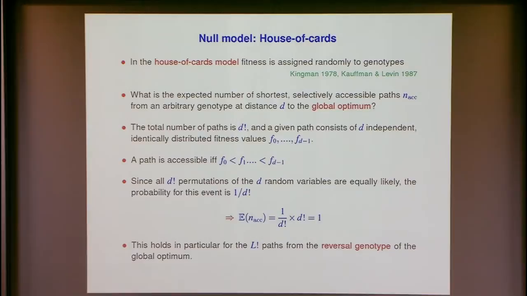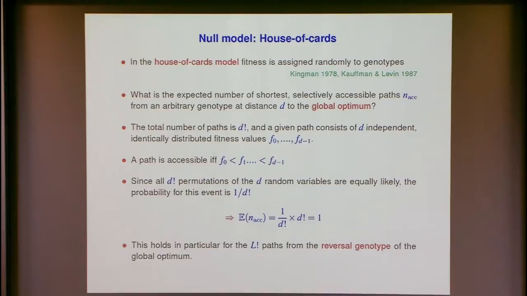The path is accessible if these random numbers are in ascending order. Since all permutations of these random variables are equally likely in this model, the probability that a particular path will be accessible is 1 over d factorial. And since there are d factorial paths, the expected number of paths is actually 1. This is a very simple argument, which I must shamefully admit we discovered numerically, but once you understand where it comes from, it's not so hard. But I think it's interesting, and this is independent of the distance. So however far you are, this will always be true. And this holds in particular for the longest path, which are at distance L.